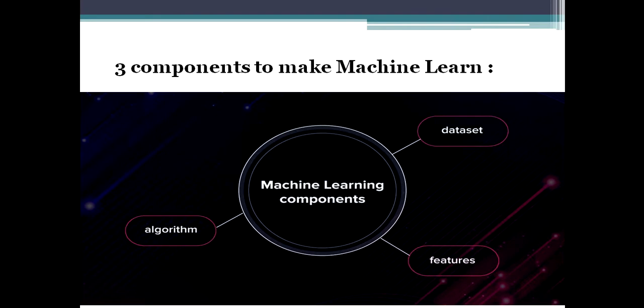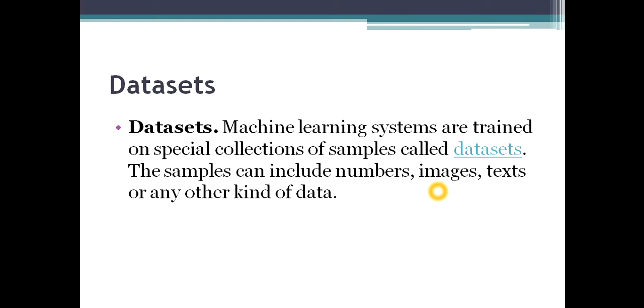So we have three components of machine learning, the components that make a machine learn: data set, algorithm, and features. These three components make a machine learn. First, data sets, which are collections of data. Machine learning systems are trained on special collections of samples, and these samples are known as data sets. These samples can include numbers, images, tags, or any kind of data.